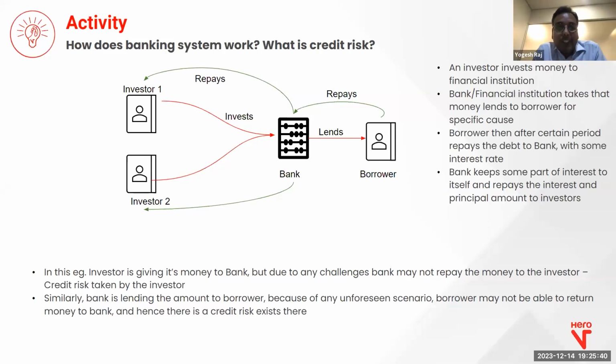Now, if you see, the money is moving from one hand to another hand. In this case, what can happen? Any one of these parties can default and may not be able to repay.